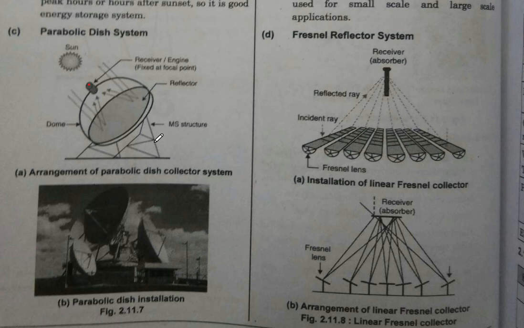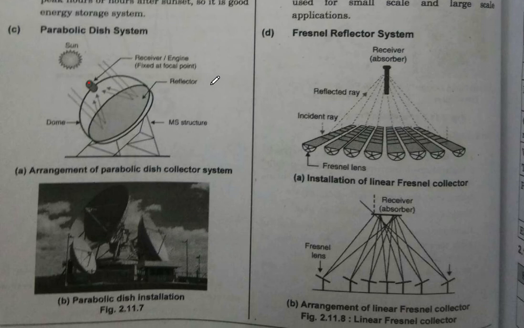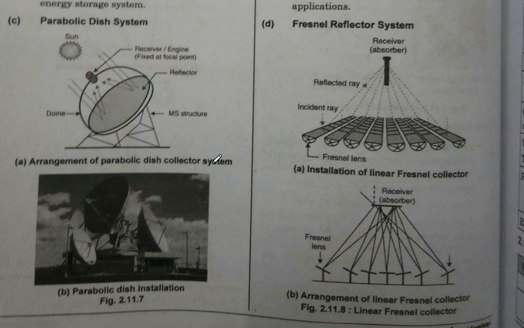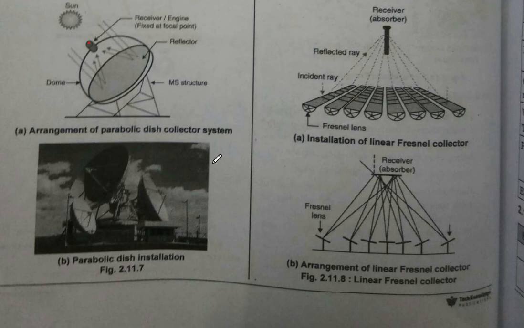If you have an application of higher power, you will use large scale. If you have an application of lower power, you will use small. Okay, so that was our parabolic dish system. Now next up is the Fresnel reflector system. Okay, so just on the right of our parabolic dish system, you can see the Fresnel reflector system here.